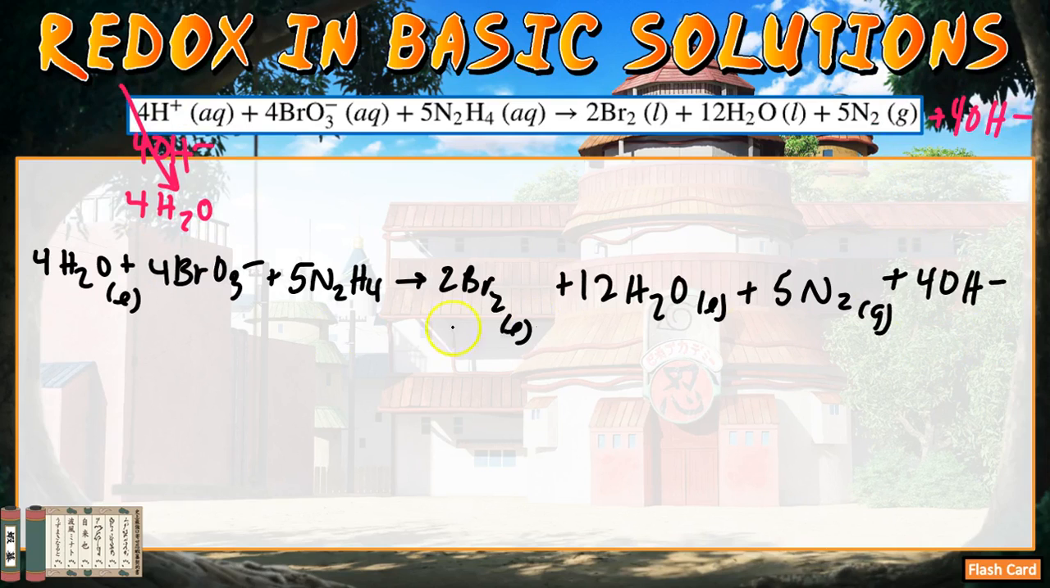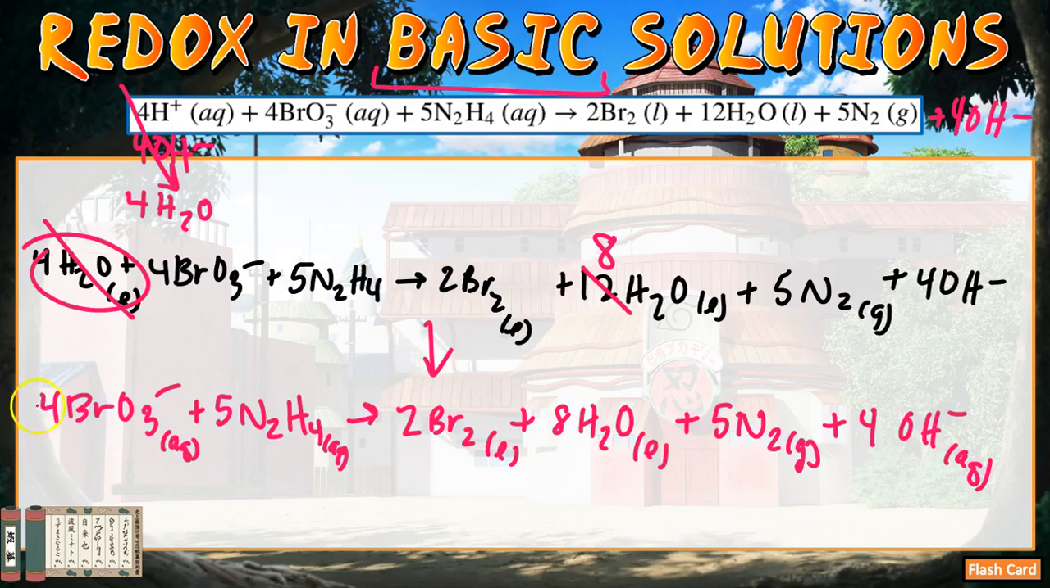So we can rewrite our overall equation and say 4H2O plus 4BrO3 minus plus 5N2H4 is going to produce 2Br2 plus 12H2O plus 5N2 plus 4 OH minus, okay? Now again, what do we need to do? We need to make sure that we cancel excess water. So as you can see, we have 4 water molecules on this side, and we have 12 on this side. So we basically can cancel out those 4 water molecules, and we'll be left with 8 water molecules on this side. And so our overall answer, if we were to balance in a basic solution, is going to be, finally, 4BrO3 minus plus 5N2H4 produces 2Br2 liquid plus 8H2O liquid plus 5N2 gas plus 4 OH minus.